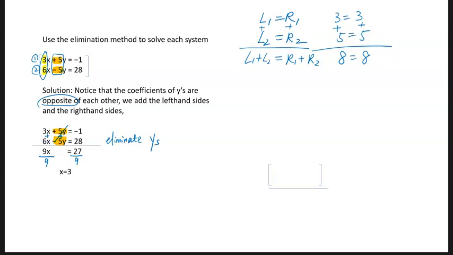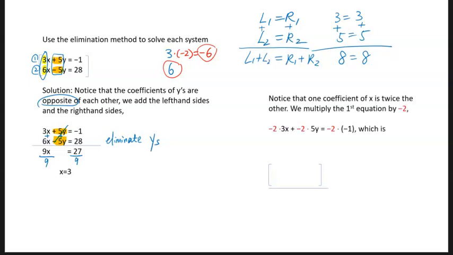So here's the idea. They're not opposite of each other, 3 and 6, but I can turn them into opposites of each other. In the first equation, because we know 3, if I multiply 3 by negative 2, it's going to give me negative 6. And negative 6 is exactly the opposite of 6. So here is the idea.